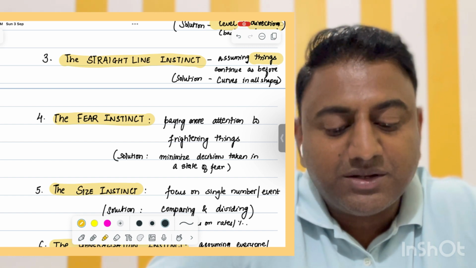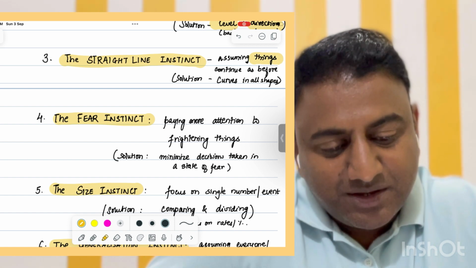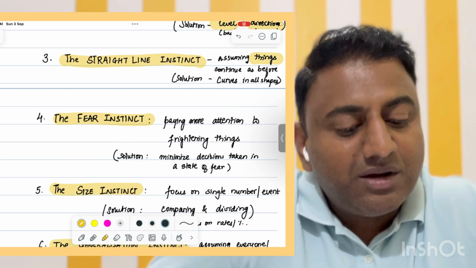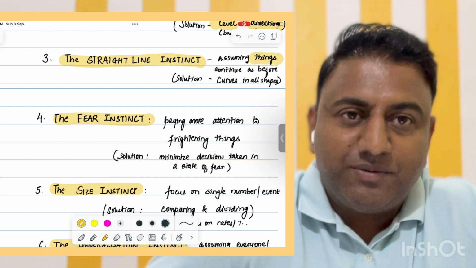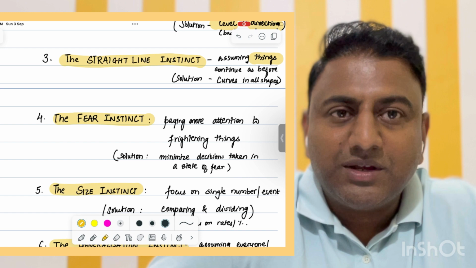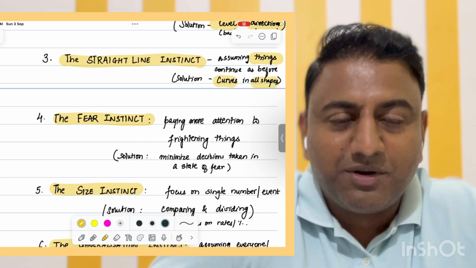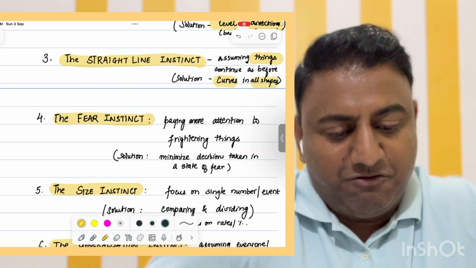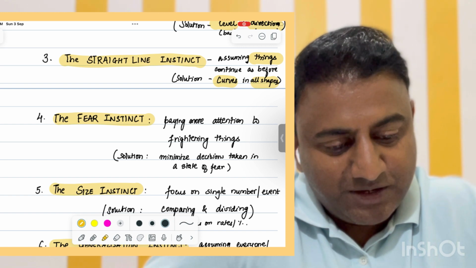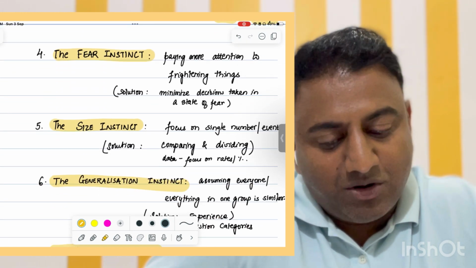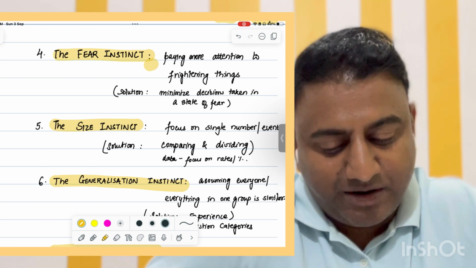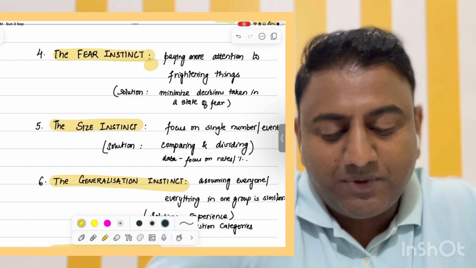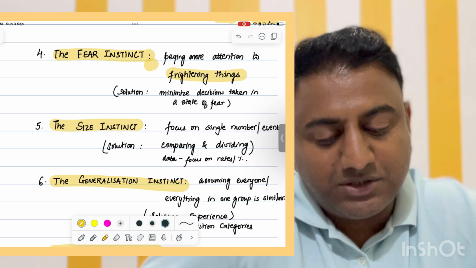The third instinct is the straight line instinct. Here, we generally assume things continue as before. The solution is to see curves of all shapes rather than going in a linear fashion. We need to see that the curves come in all shapes and things need not move in a straight line manner. Fourth is the fear instinct.